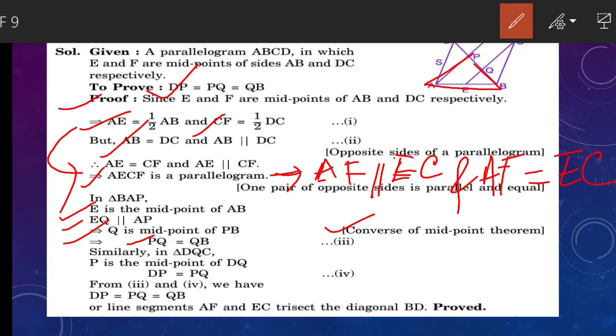Similarly, when we consider the top triangle, that is DQC, with this D and this C, we have FP. Since AECF is a parallelogram, PF and CQ are parallel and F is a midpoint. So by converse of MPT, P is also a midpoint of DQ. Following the previous part, as we proved Q as a midpoint, in this case we prove P is a midpoint. Since P is a midpoint of DQ, we can write DP is equal to PQ. Now this relation 3 and this relation 4 together, we can write as DP is equal to PQ is equal to QB. So we can prove that the lines AF and EC trisect the diagonal BD.